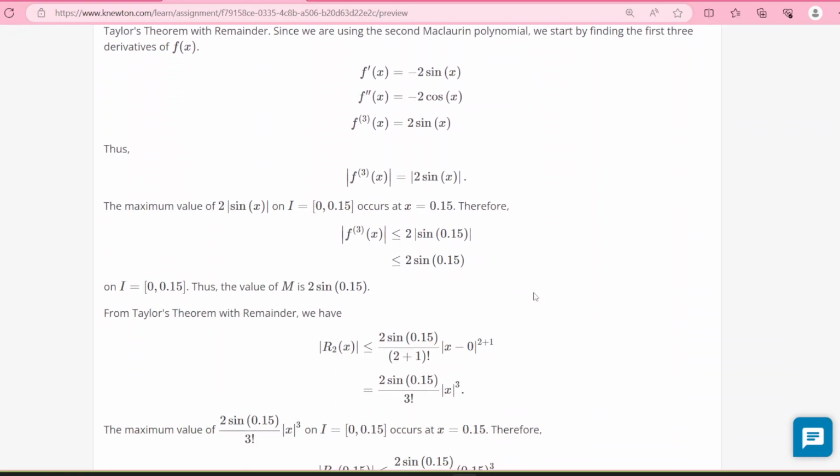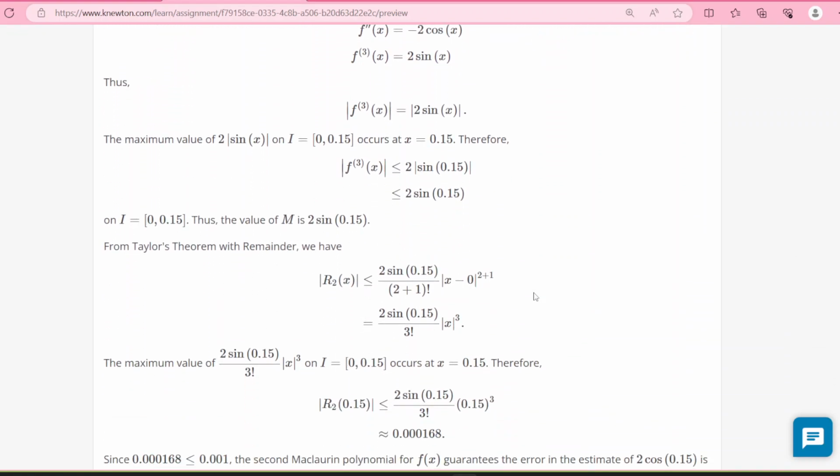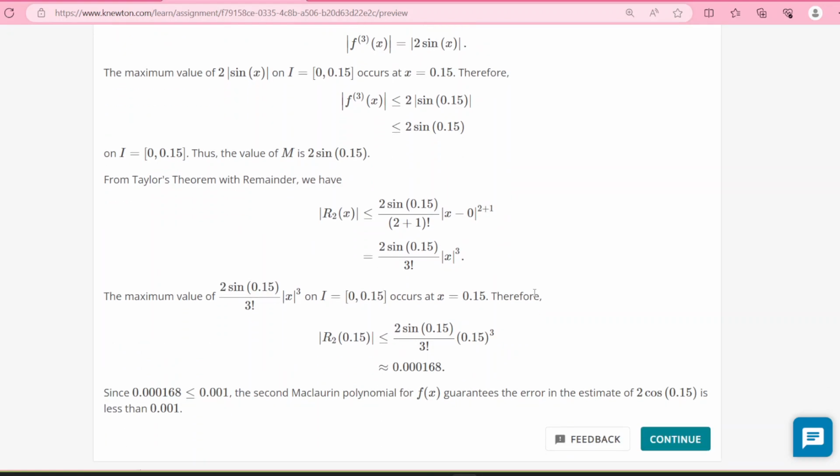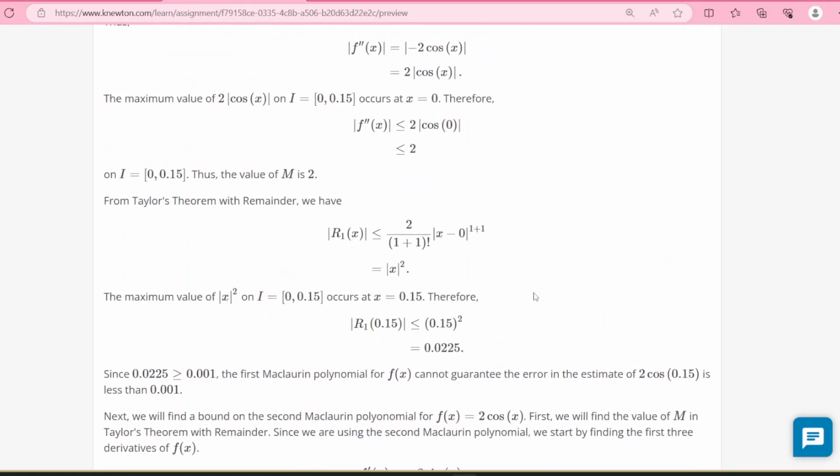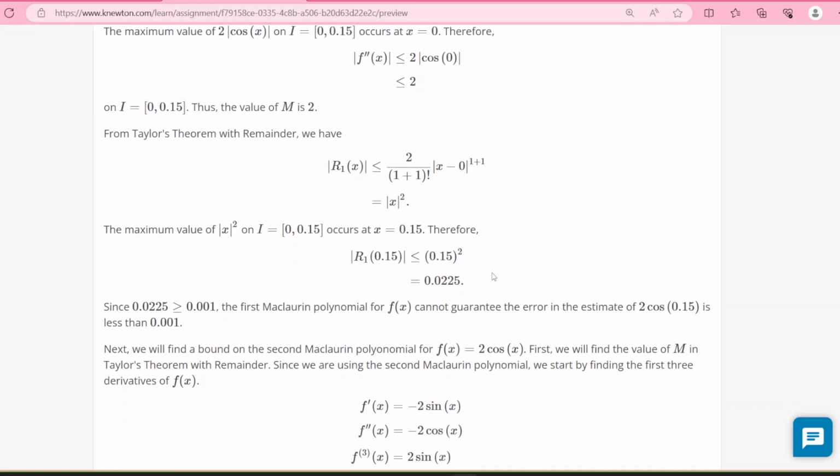Let's see if I read through here. So they have the whole 2 over n plus 1 factorial times 0.15 to the n plus 1. Okay, so we got that there.